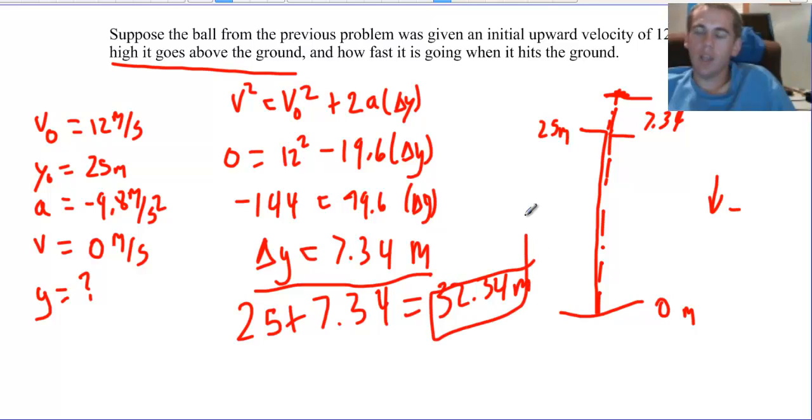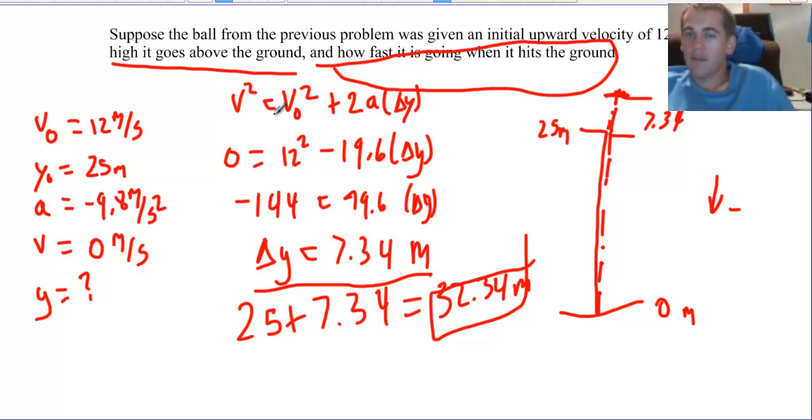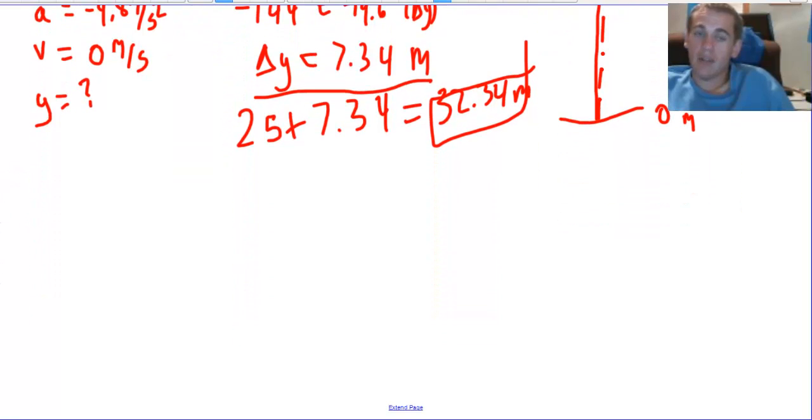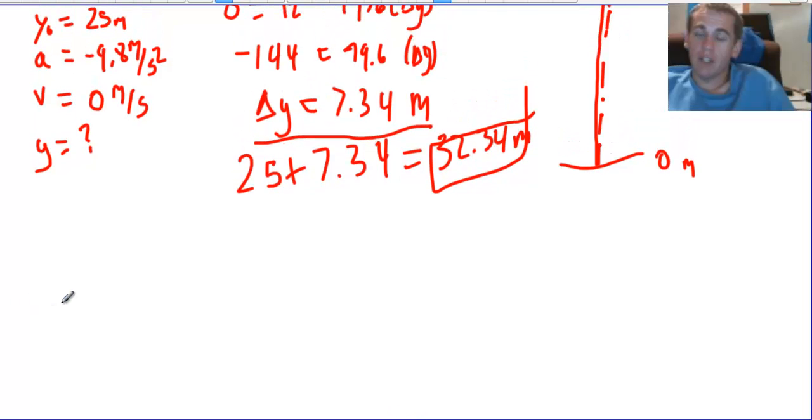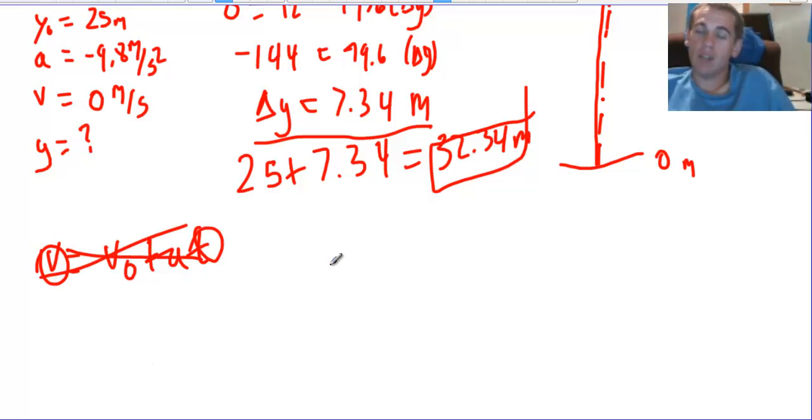Okay? Alright. Now, this second part, how fast is it going when it hits the ground? Now I've got to be careful because I have said when it hits the ground, and that's not 0. I've got to look at the whole time interval. But I can still use, well, can I use this one? V equals V naught plus at? No. I know its initial velocity. I know its acceleration. I do not know this, and I do not know this because I'm looking at a different interval. So that equation's out.